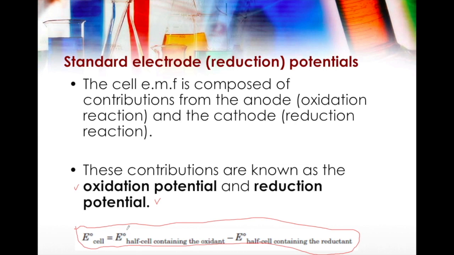You can see this E naught, that's simply the symbol for standard conditions, for the half cell containing the oxidant and the half cell containing the reductant. Now I would like to remind you, oxidant also means oxidizing agent, reductant means reducing agent. The oxidizing agent would undergo reduction, whereas the reducing agent would undergo oxidation. That's a very important concept, very basic, but try not to get confused with it. Now let's put this into action and see what it simply means.